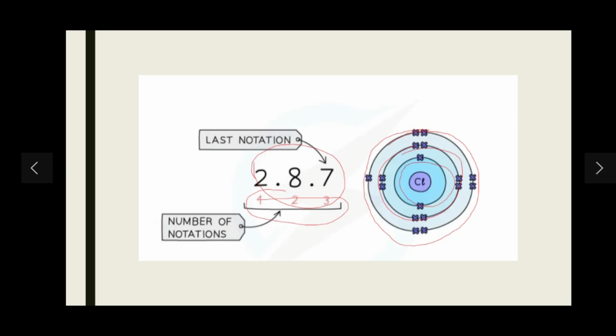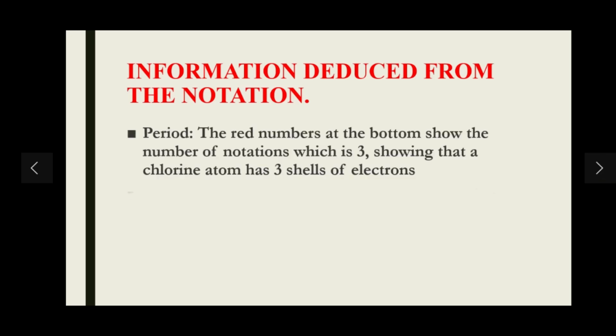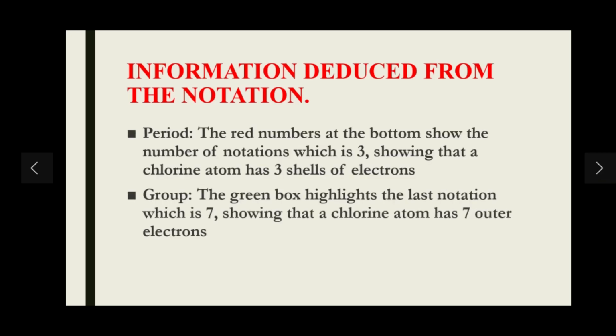This means we have 3 periods, 3 shells. It's in period 3. If it had 4 notations, this means it would have 4 periods, 4 shells. If it's in the 5th period, it will have 5 notations and 5 shells. It goes on. Okay, showing that a chlorine atom has 3 shells of electrons. So we already discussed that.